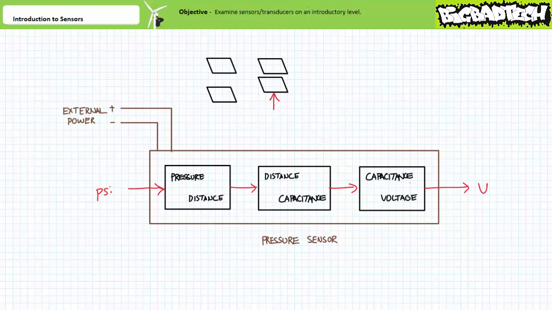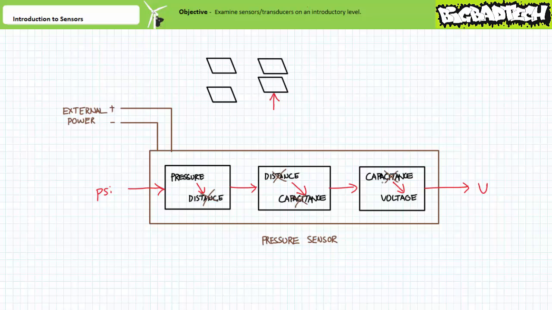In this case, pressure is converted to a distance, distance is converted to a capacitance value, and capacitance value is converted to a voltage. Even this more sophisticated example of a multi-step chain of conversion is somewhat of a simplification, but the larger point is that when units are accounted for, psi comes in and volts come out.